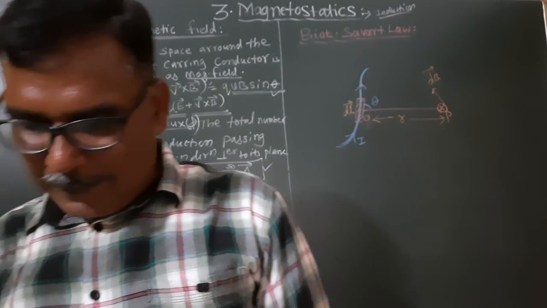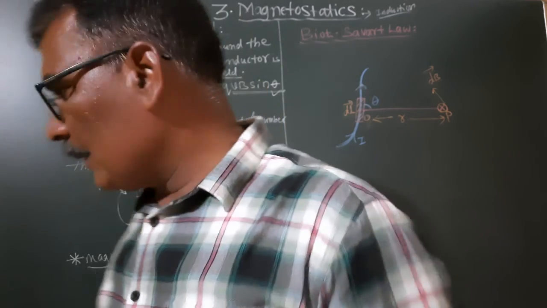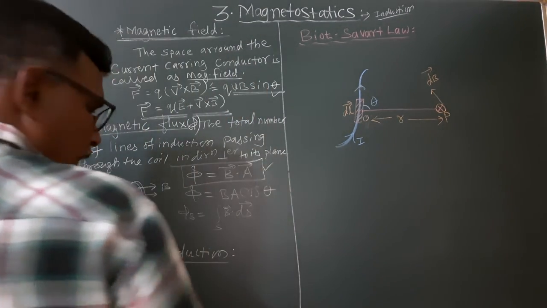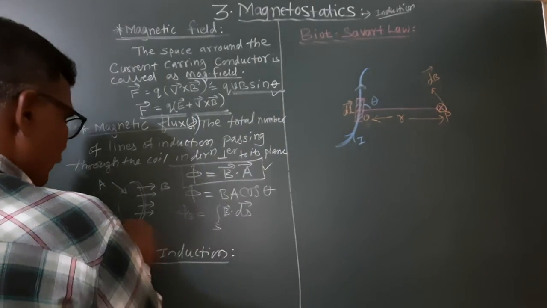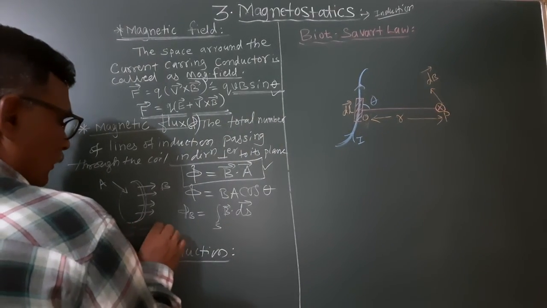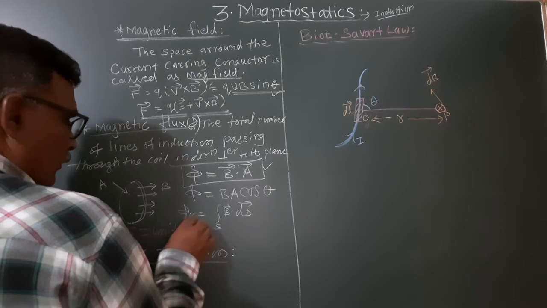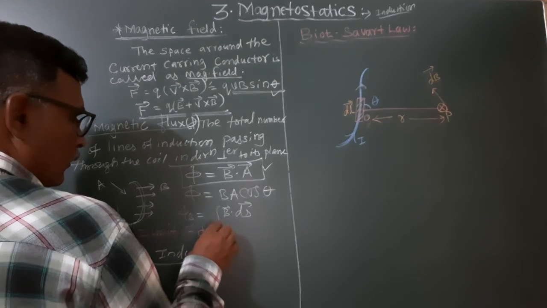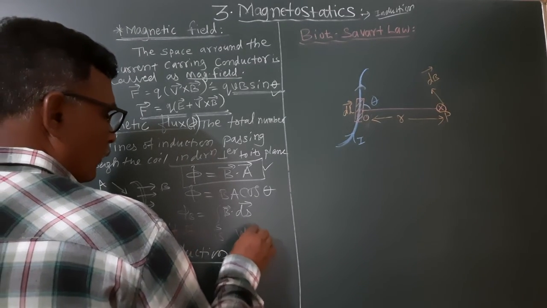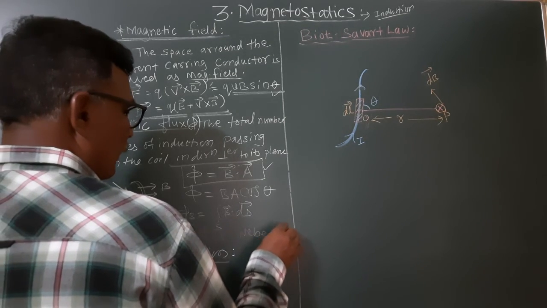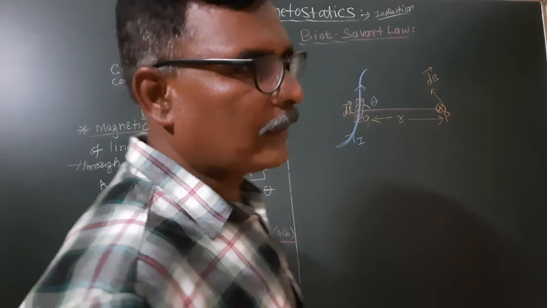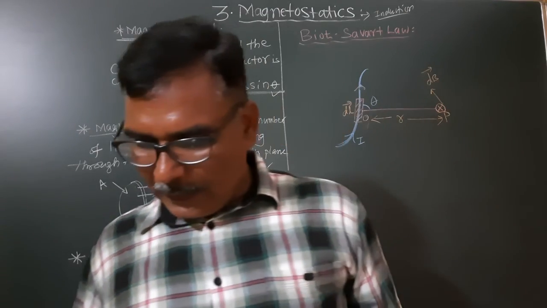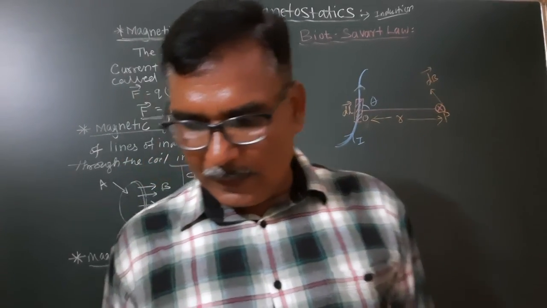Then one more question may be asked on this: the SI unit of magnetic flux is Weber, WB. A multiple choice question will be asked on that. The SI unit of magnetic flux is Weber.